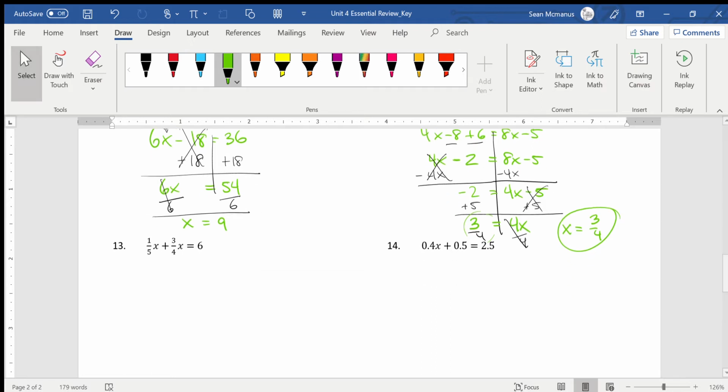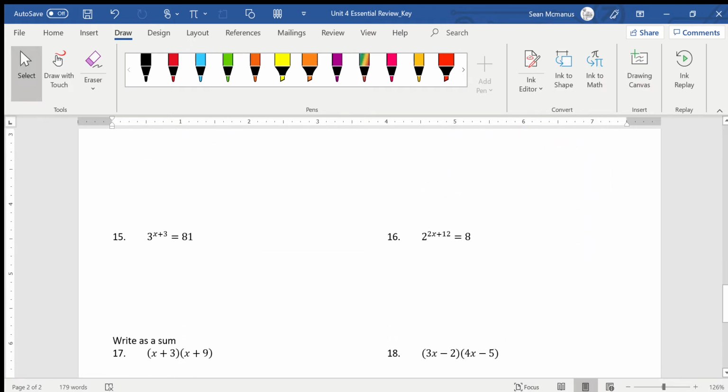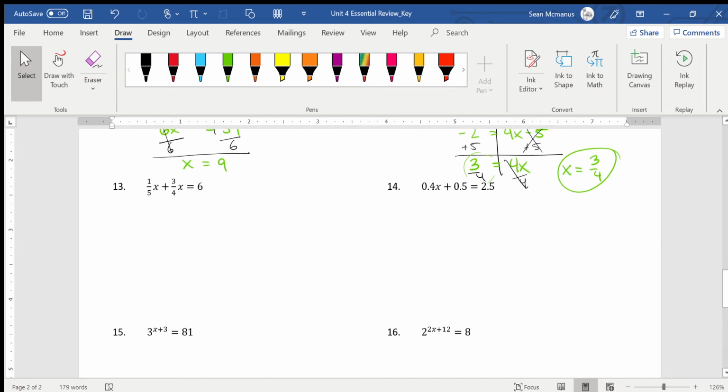All right. I think we can finish these in reasonable time. So, all right, now we have fractions, solving equations with fractions. So a lot of people are trying to turn these into decimals, which, you know, it's not the worst thing in the world to do.